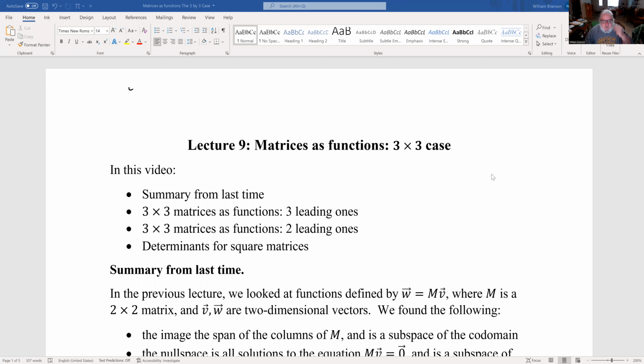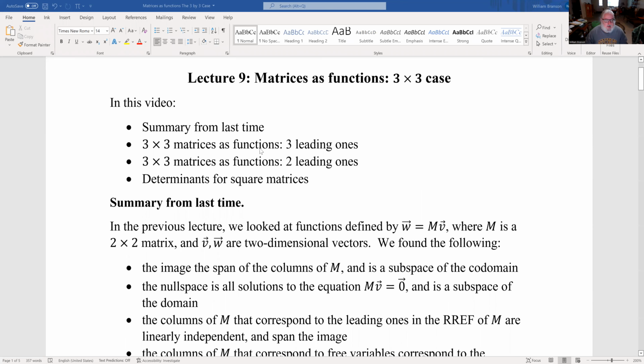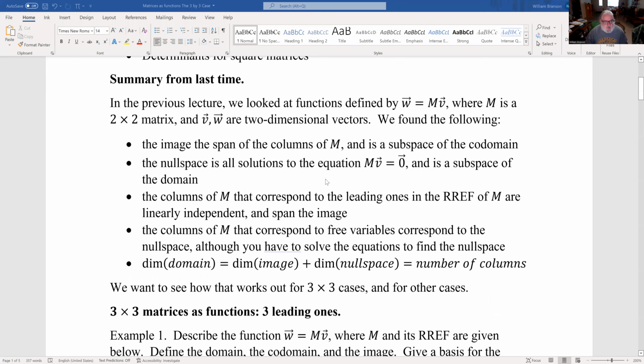So lecture 9, matrices as functions, looking at the 3x3 case. We'll summarize what we did last time. We'll look at 3x3 matrices as functions, an example with 3 leading ones, an example with 2 leading ones, and then talk about determinants for square matrices.